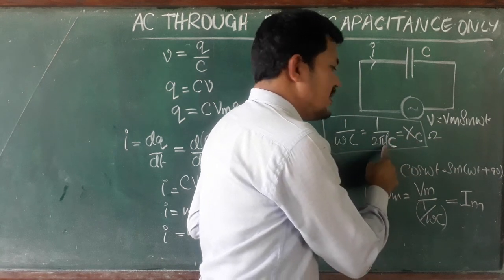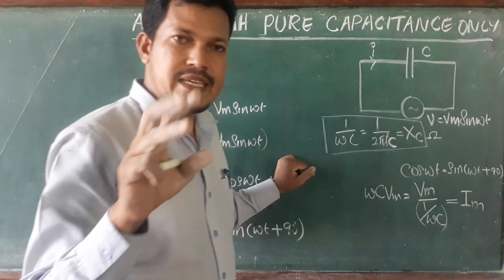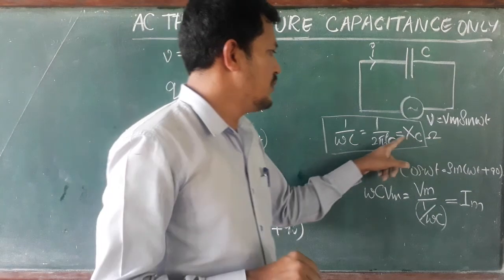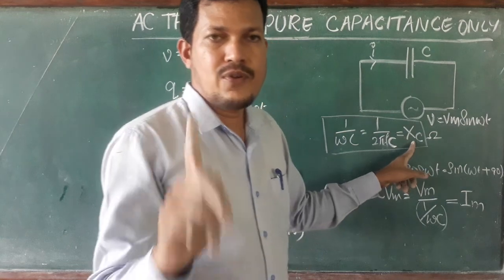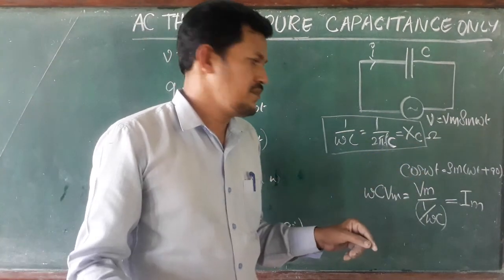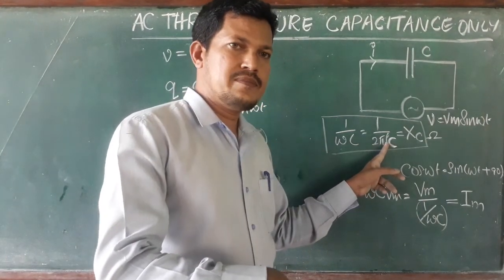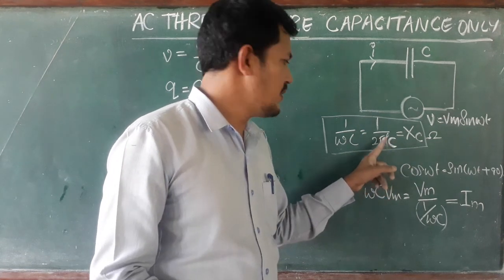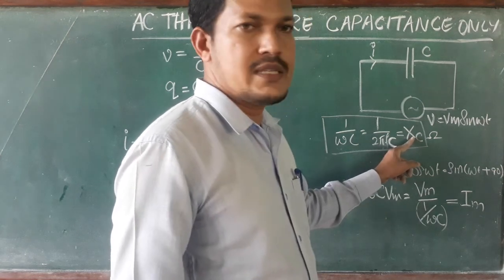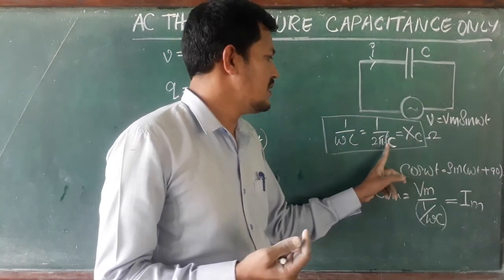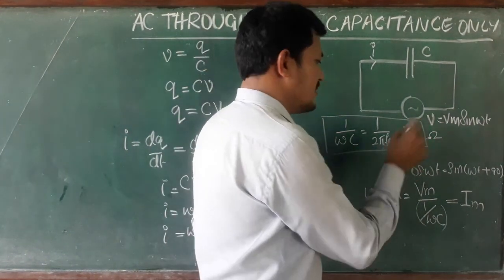So whenever frequency increases, that is, the denominator increases, the Xc value decreases. Clear? It is inversely proportional. So when frequency increases, the opposition offered to the flow of current also decreases. Similarly, vice versa, whenever frequency decreases, the capacitive reactance increases. It's an expression for capacitive reactance, and with respect to frequency it is inversely proportional.